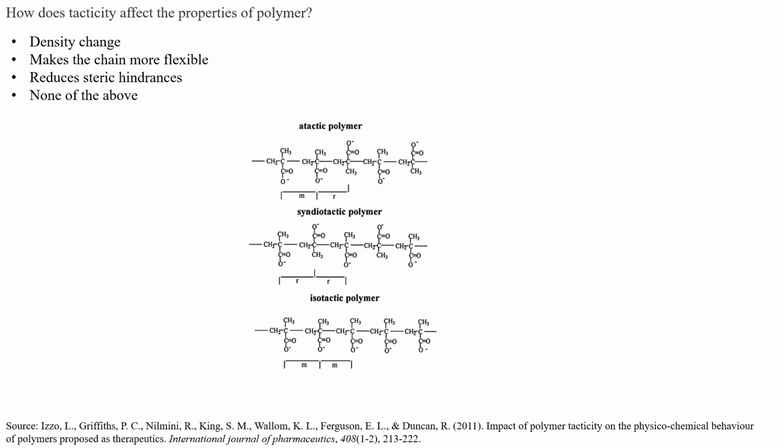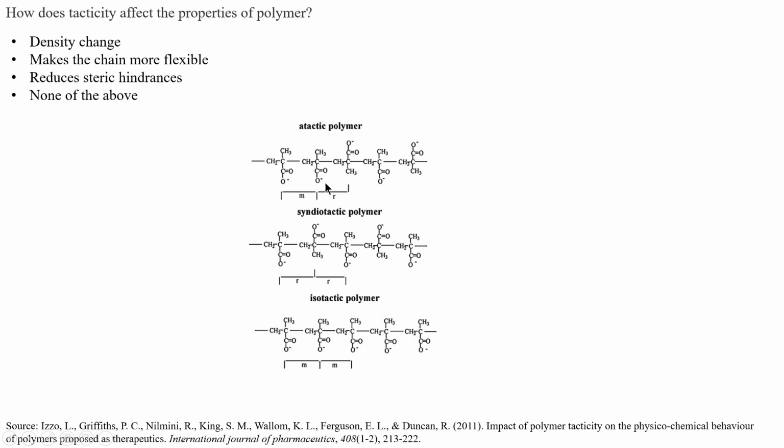What is the tactic arrangement of the polymer materials? Now, here I have three examples. You can see that you have a polymer backbone chain in the middle in all of them, and you can see the arrangement of the M and R groups, how they're present. You can see right here the C double bond O and O minus in the first atactic polymer.